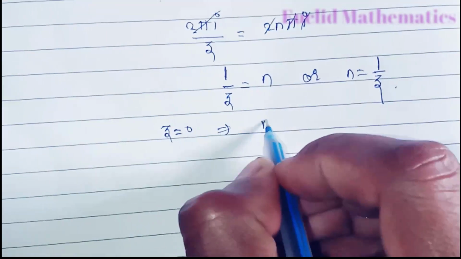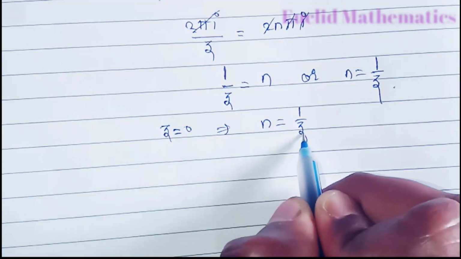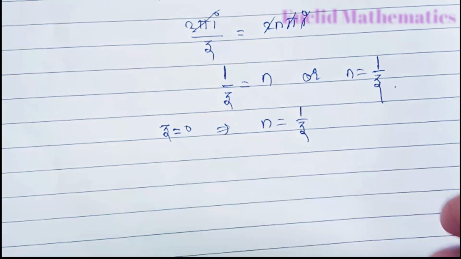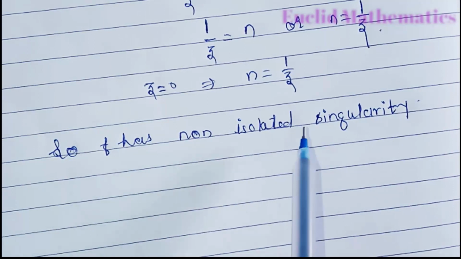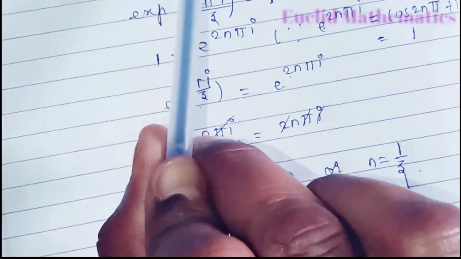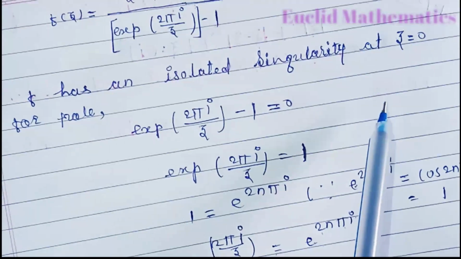So here n is equal to 1 upon z, when we put z equal to 0, the function tends to infinity. So f has non-isolated singularity. That means we got f has non-isolated singularity because the function is not defined at the point z equal to 0. That means our option, f has isolated singularity at z equal to 0, is wrong.